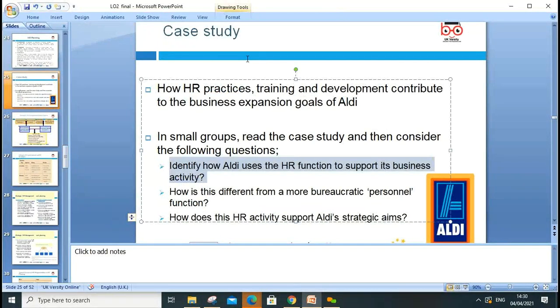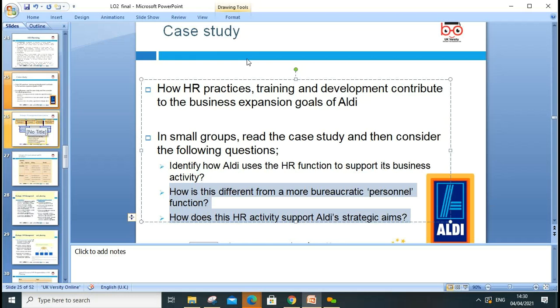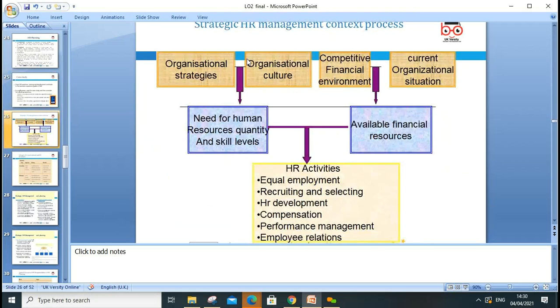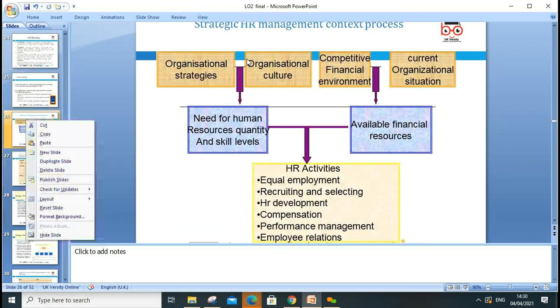So it has been identified that they already use the functions for business, a different, less bureaucratic personnel function. Please read the case study. Any question, anyone? If you have any question, you can stop me.